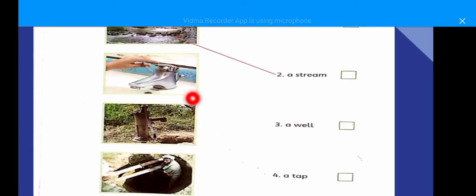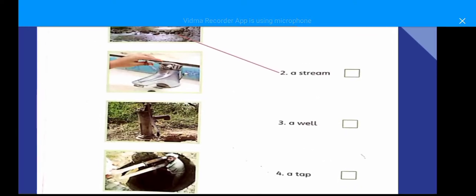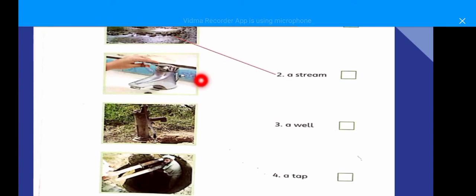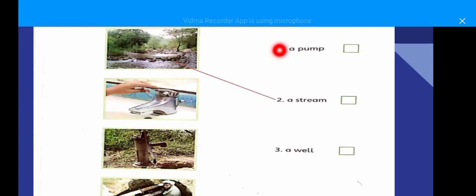So now let's start our matching. Here, the second picture is a tap. So you can see in the answers, here is a tap. So please match it with the correct answer. Like this, you will make a line. And then the third picture is a hand pump, or they have mentioned a pump also. So you will match the third picture with the first answer.